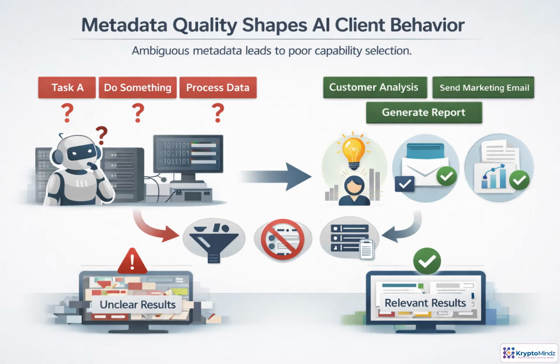AI clients do not inspect your implementation before choosing what to use. They choose from the metadata you expose. Vague names like run query or process data force the model to guess, and guesses can lead to irrelevant or risky actions. Strong metadata narrows the choice. Use domain-specific, stable names. Describe when the capability should and should not be used, and make schemas enforce valid inputs. Add examples and expected outputs where helpful. This is not just cleaner documentation. It is better tool selection and more reliable behavior.